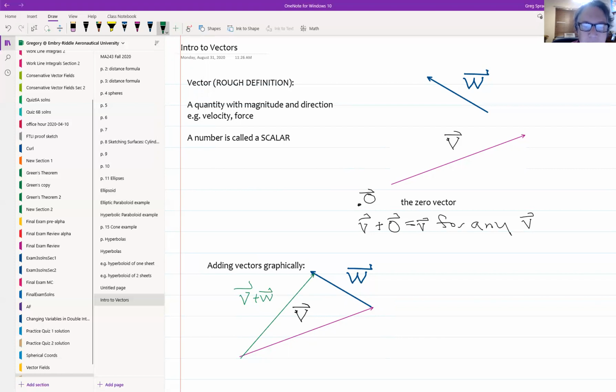You can also subtract vectors, but before we do subtracting vectors, we have to discuss multiplying vectors by scalars.